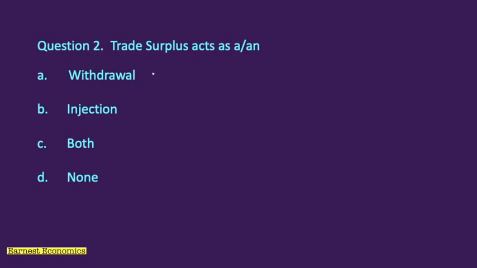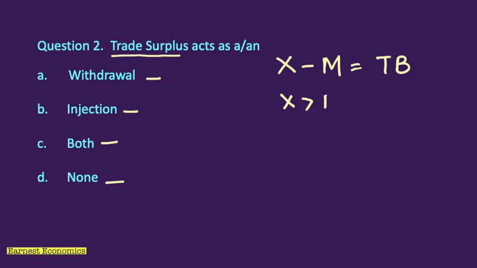Our second question is, trade surplus acts as. So you had to find out what the impact of trade surplus will be on the circular flow of economy, whether it serves as a withdrawal or as an injection, or both withdrawal and injection, and none of the above. Now first we have to be conversant with the idea of trade surplus. So exports minus imports is what we call as trade balance, and if our exports are greater than our imports, that is what we call as trade surplus.